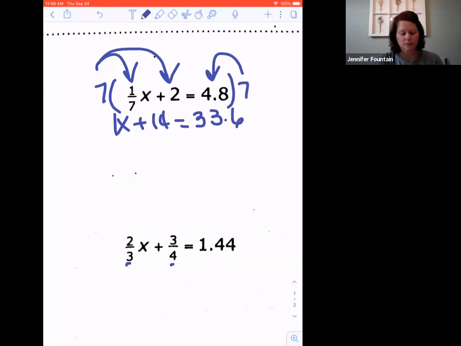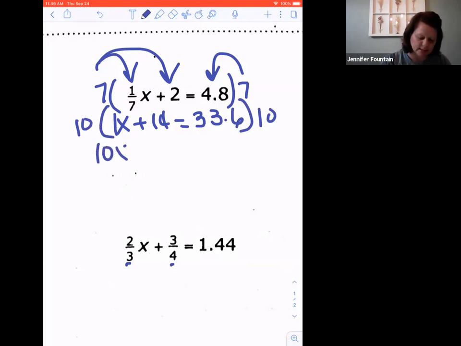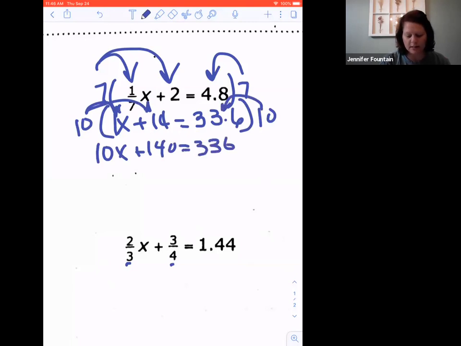Next step, decimals. I have one decimal place, so that means I need to multiply everything by 10. So 10 times 1x, or 10 times x, is 10x. 10 times 14 is going to be 140. And 10 times 33.6 will be 336. So now I've cleared my decimals. Next step is to start solving by using my properties of equality.